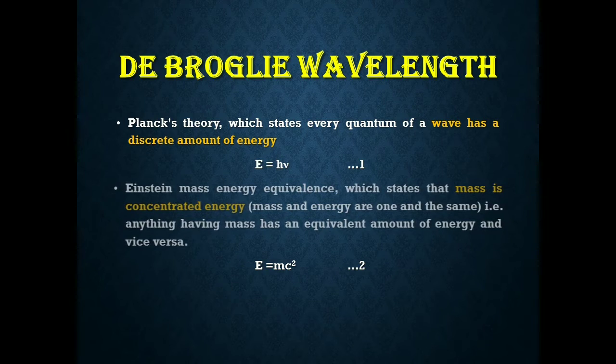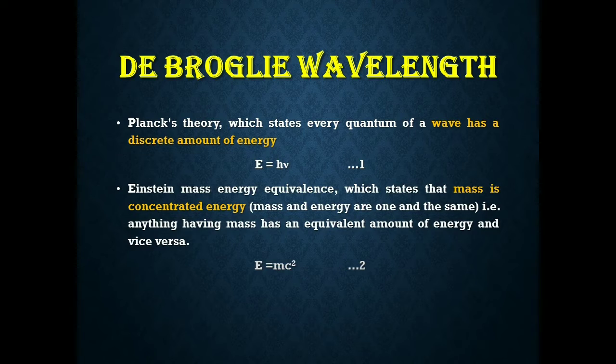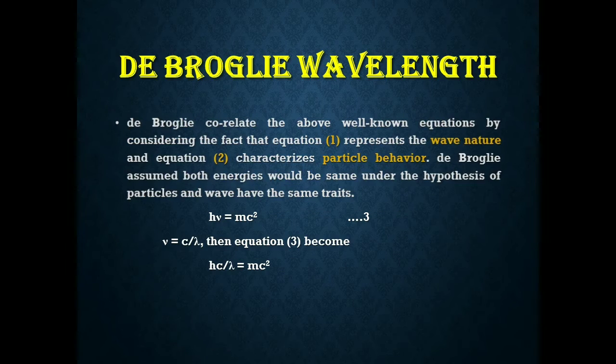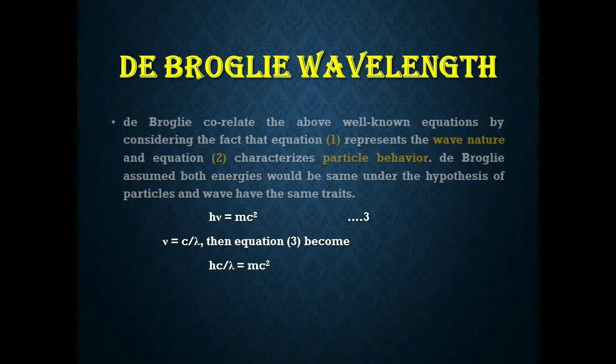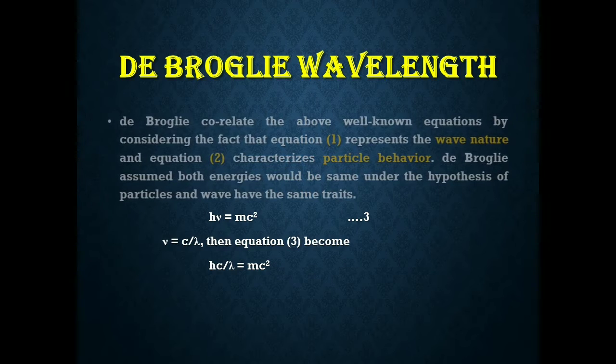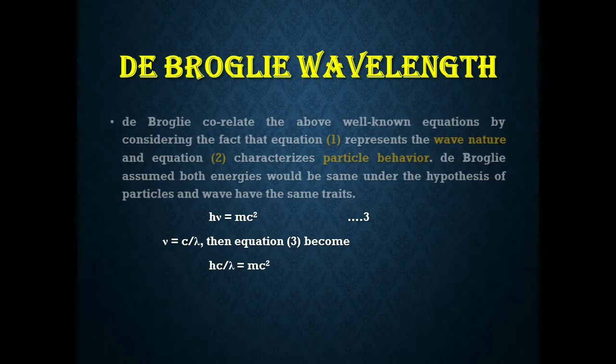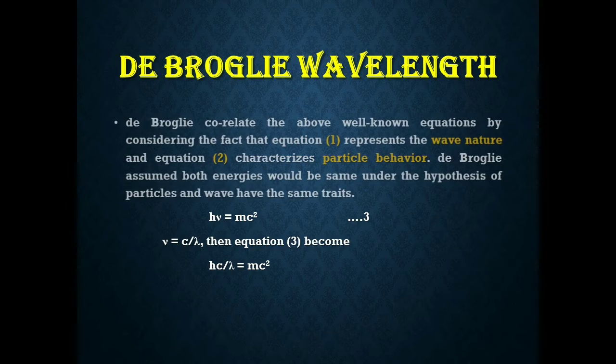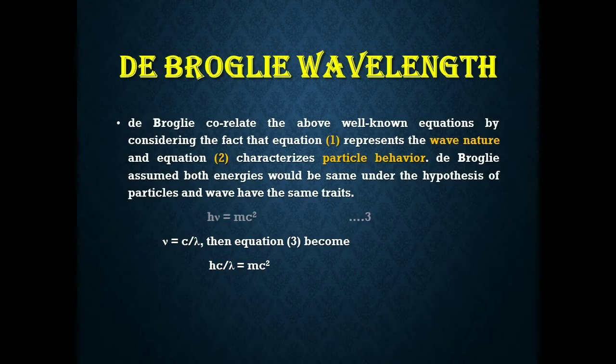So what did de Broglie do? De Broglie correlated both these equations. Why did he correlate these equations? He assumed both are energy. The only difference is that equation 1 applies when we consider the photon to behave as a wave, and the second equation applies when we consider the photon as a particle. So whatever it is, both are energy. So he equated both the equations. When we equate both the equations, what happens? It comes out to be h mu equals m c square.